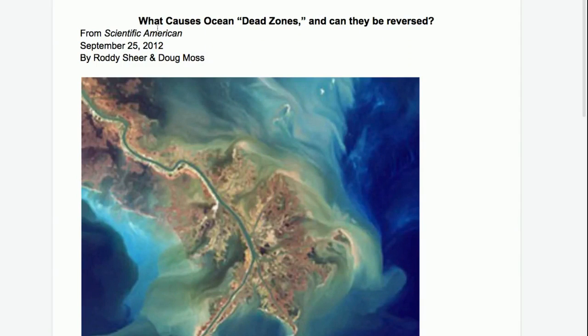What causes ocean dead zones and can they be reversed? From Scientific American, September 25th, 2012, by Roddy Shear and Doug Moss.